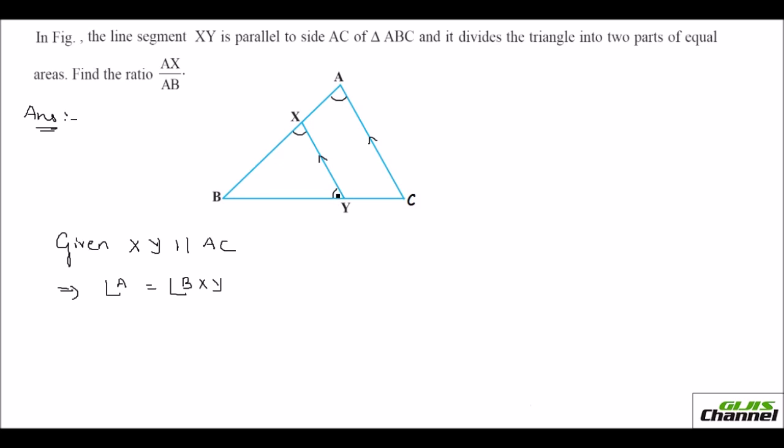Similarly, on this side, your angle BYX will be equal to angle C here, right? So let me write that. Angle C is equal to angle BYX because they are corresponding angles. See, when you try to say something which is not given in the problem, you have to support it with a proper reason, okay? So you can say it is corresponding angles out here.